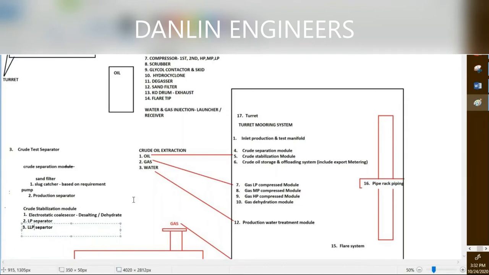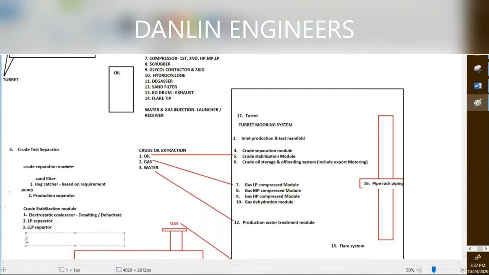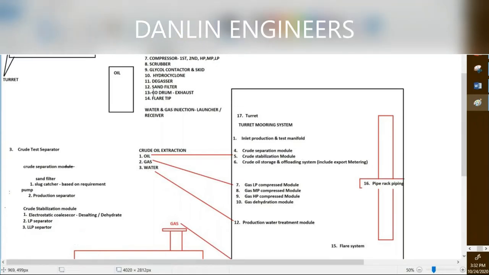Ultimately, the production separator, LP separator and LLP separator all do the same work, but based on pressure and temperature, the variation will be there. At each stage, the separation process happens again, so we can get the pure content. Yes, that is the arrangement. And then the crude oil storage will come into the picture.